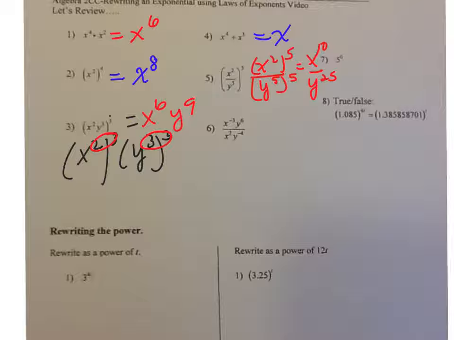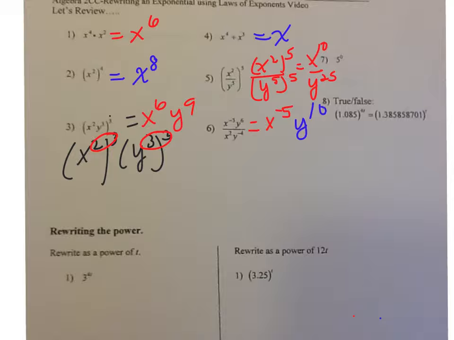All right, so let's take a look at 6. I have the same bases here, so I can divide them and subtract the exponents. So x to the negative 3 divided by x to the second, so it's negative 3 minus 2 would be x to the negative 5. And then I have y to the 6th divided by y to the negative 4th, so that's 6 minus negative 4 is y to the 10th.